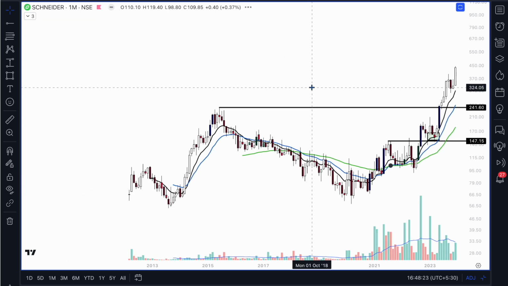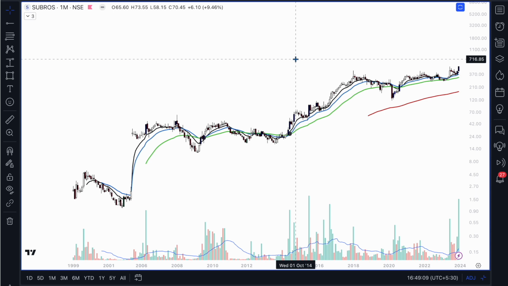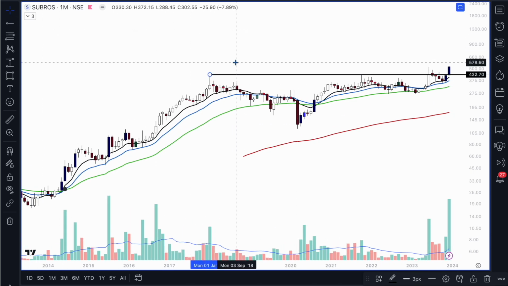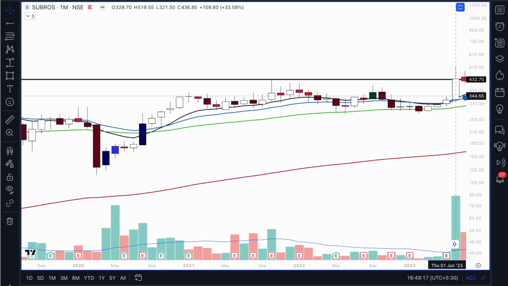So this is how, over time, you will have a very strong stock watch list, which will come in handy for years because we are talking about the monthly time frame. Now let's take another case study here. It is of Subros, and here you mark this resistance, and the scan that I'm going to give you will give you a stock here.